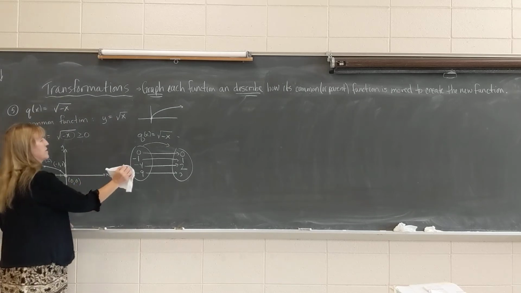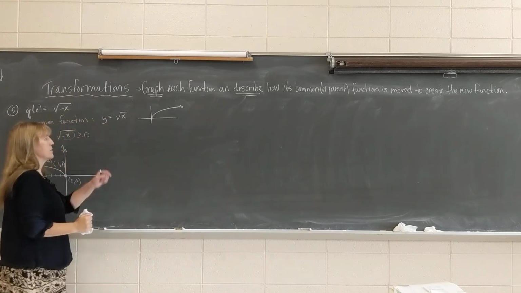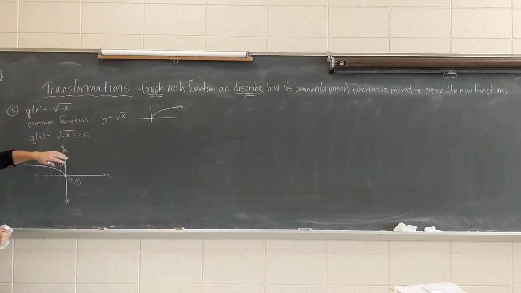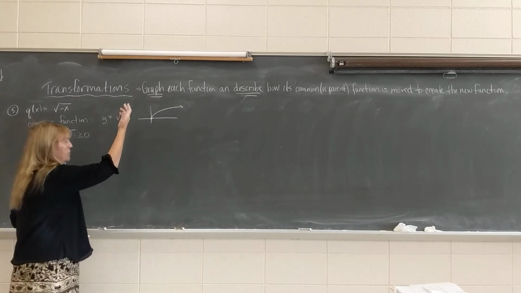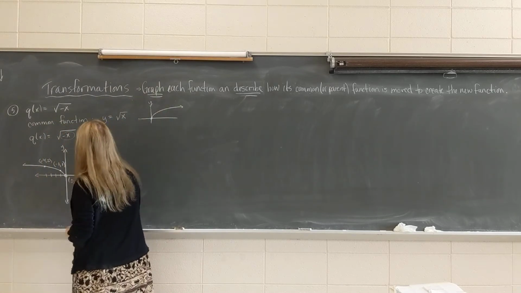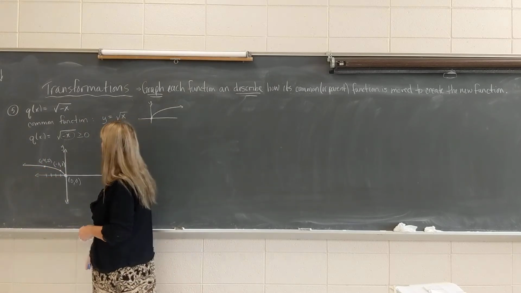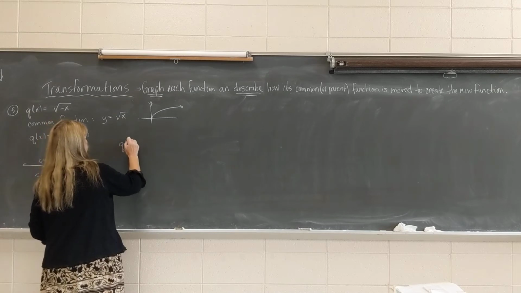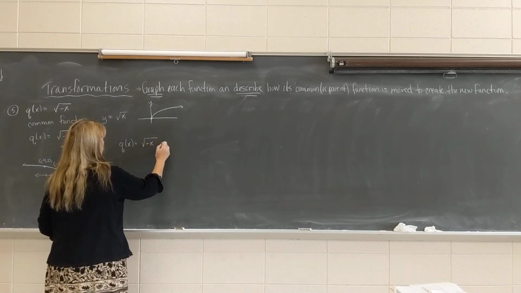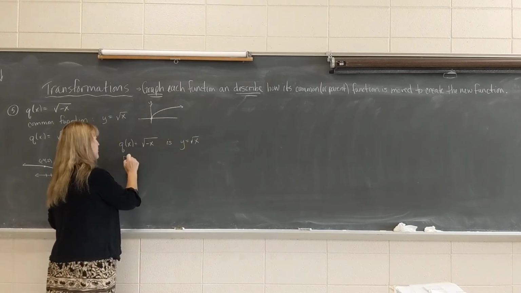Now I need to describe it somehow. And you guys tell me, or I'll tell you, how this function is manipulated to become your q of x function. I'm hoping you see it. You simply just reflect that original common function over the what? Over the y-axis. You reflect over the y-axis, and it shows up over here. So q of x equals the square root of negative x is y equals the square root of x reflected.